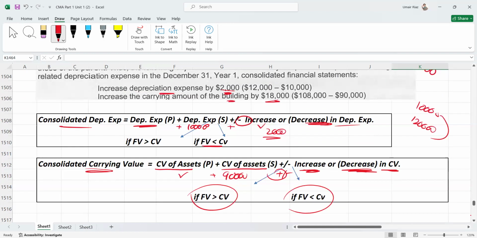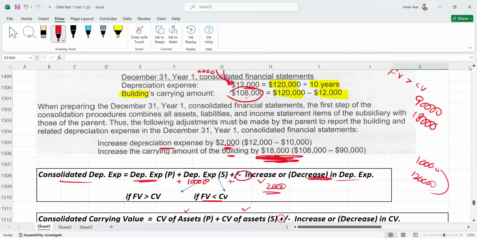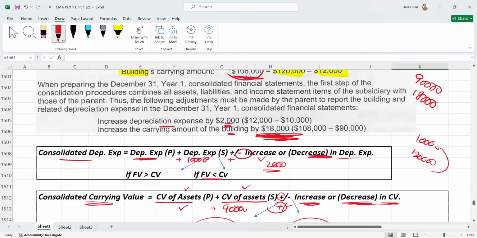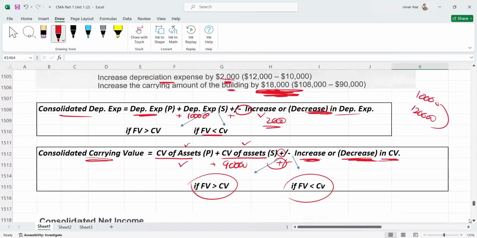So guys, please remember, you take the parent's carrying value plus the carrying value of assets of the subsidiary, then plus the increase in carrying value, which in my example is how much? 18,000, right? Because in the individual financial statement it was 90,000, and based on fair value it should be 108. So the increase is 18,000, and you will add it here. Or if there is a decrease in carrying value, you deduct. This gives you the consolidated carrying value.